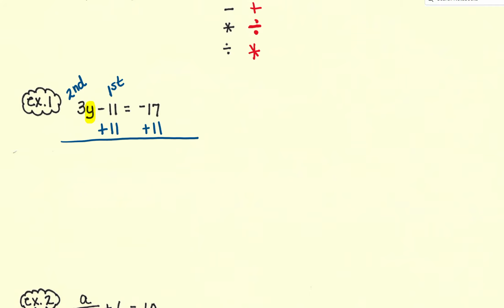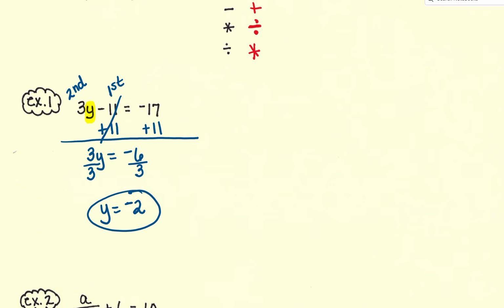You want to be fair. What you do to one, you do to the other. That positive and negative 11 cancel. Bring down your 3y. Negative 17 plus 11 is negative 6. Then this is attached by multiplication. So I'm going to do a division. And then you have negative 6 divided by positive 3, and you get negative 2.